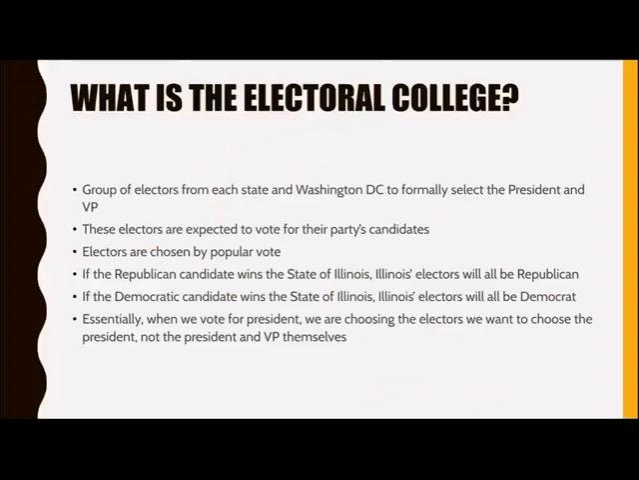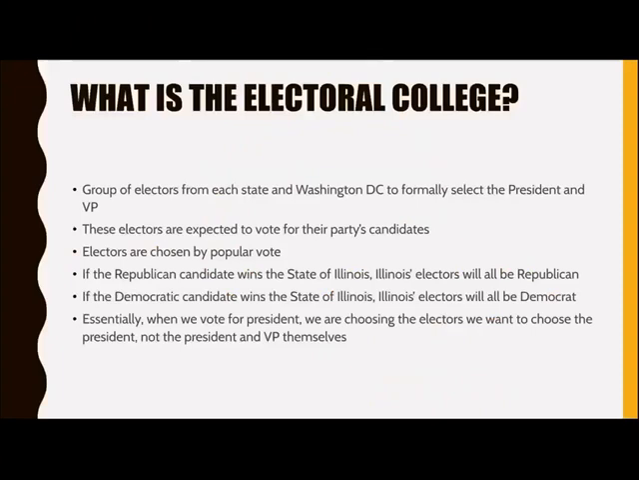So, I vote for somebody. The popular vote is tallied, so how many people in Illinois voted for that candidate, and then whoever gets more than 50% of the vote is going to be the candidate that gets all of the electoral votes from Illinois. I may have voted for that person, I may have voted for the other person, but it's kind of an all or nothing system.